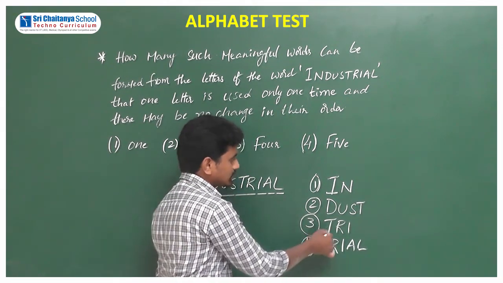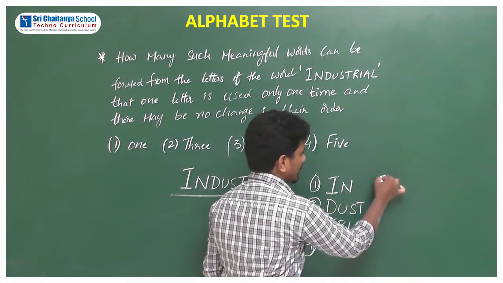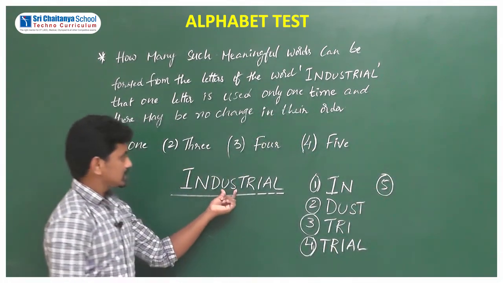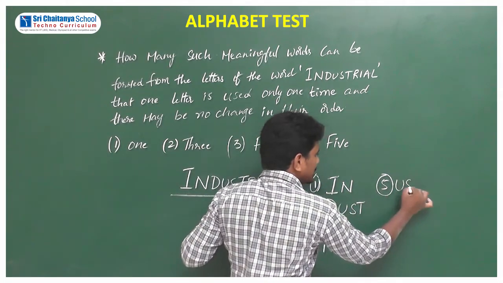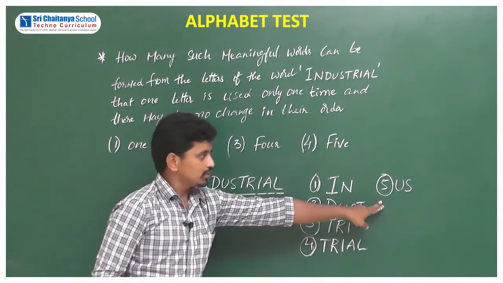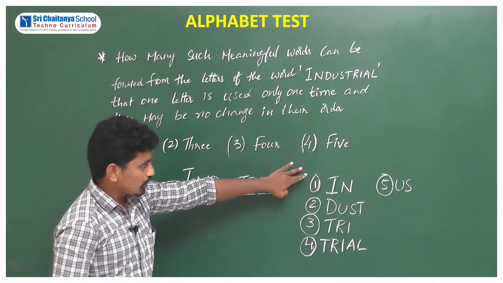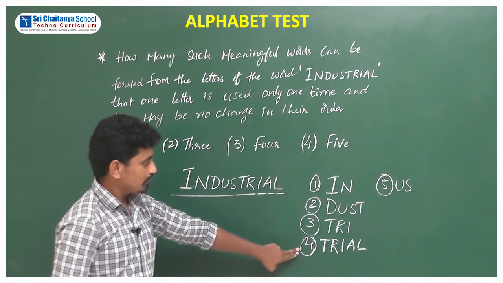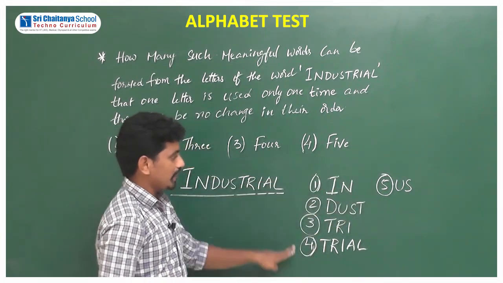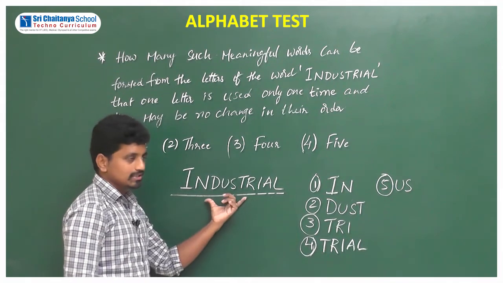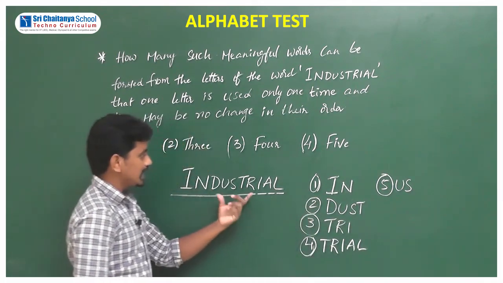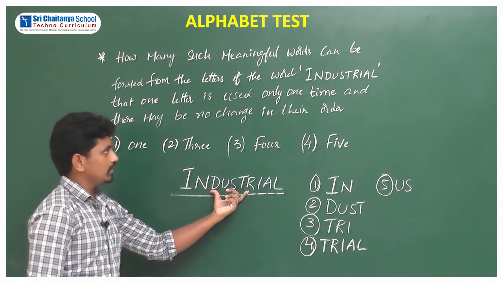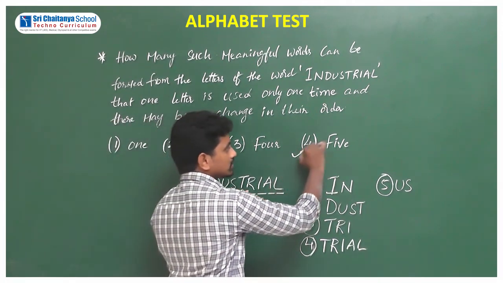And there is another word we have, and that is made of two letters, U and S, that is US. Okay, how many such words are there? 1, 2, 3, 4, 5. So there are 5 words by using the letters in the word industrial. Okay, so my option is 4.